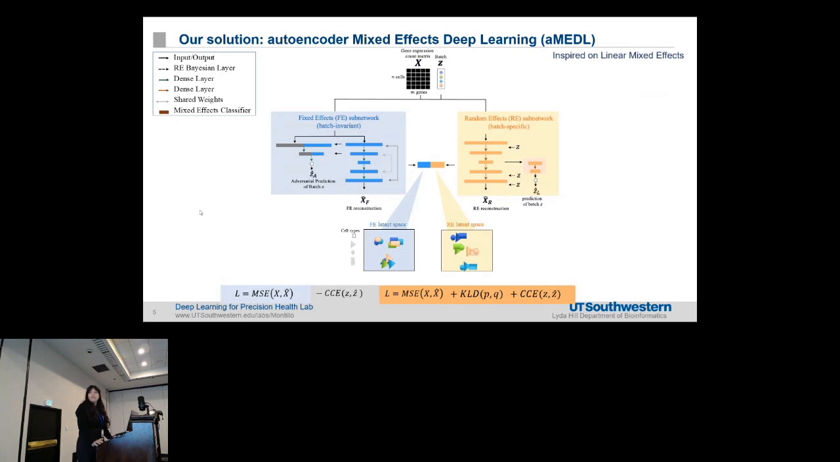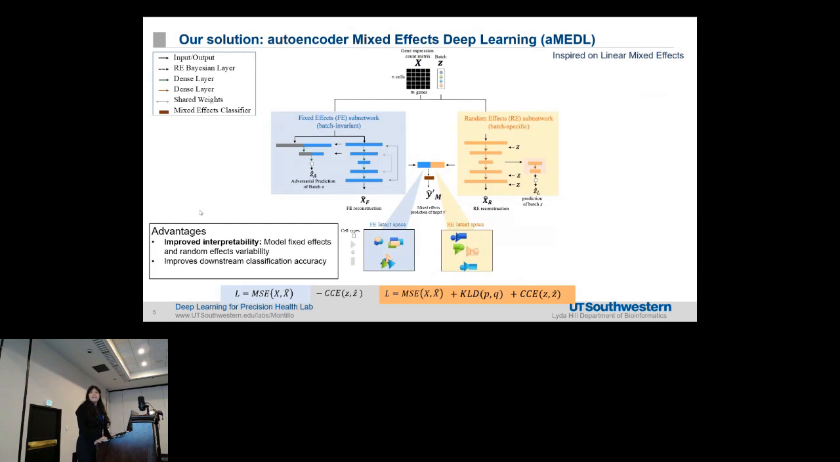We have two latent spaces, one that comes from the fixed effects network and one that comes from the random effects network. And we can use these two latent spaces to combine them and obtain a mixed effects prediction of a target that you are interested in. And the advantages are that we have improved interpretability. We model both fixed effects and random effects, and we also improve downstream classification accuracy.